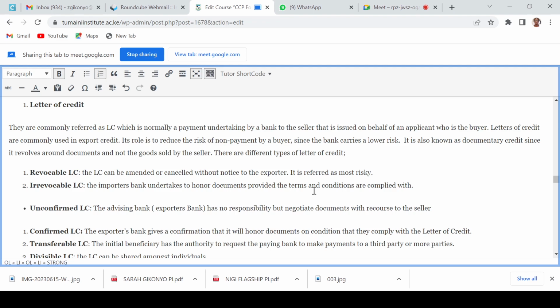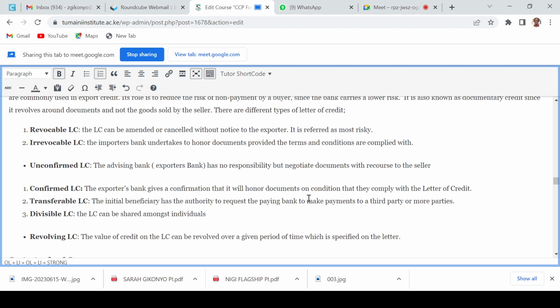utapata tu ni vitu unaweza kuelewa. There is what we call revocable letter of credit. This means it can be amended or cancelled without notice to the exporter. So inaweza kuwa cancelled, inaweza kuwa amended or some changes. Kuna ingine tunaita irrevocable letter of credit. So the importer's bank undertakes to honor documents provided the terms and conditions are complied with. Sasa hii hakuna kuretract, hakuna kurudi nyuma. Kama ni kulipiwa italipiwa vile ilivyo, lakini revocable tunaweza fanya mabadiliko.